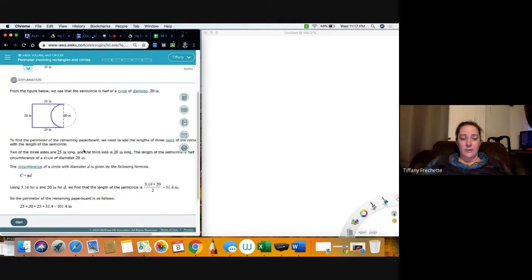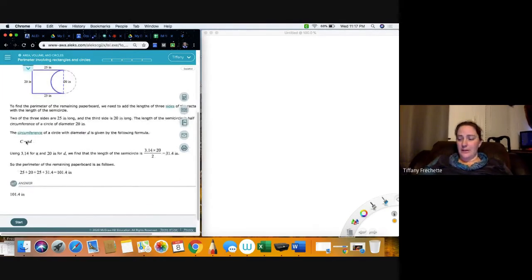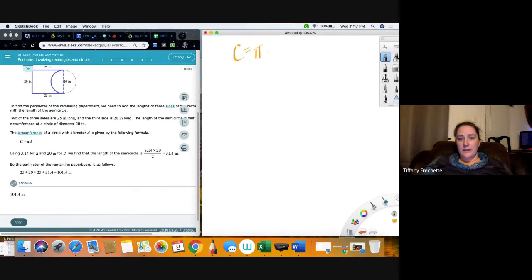So if we keep scrolling down, we find that they give us this circumference equals pi times diameter. And then we just plug it in. So if we have pi, which is 3.14 times 20, remember I told you 20, even though it's on this side, it came over to this side. And then they say divided by 2. So they're doing it all in one step. They're dividing by 2 because semicircle means half a circle. So we have to remember to divide by 2 on this one. So 31.4 inches is the length of this portion here, the semicircle.